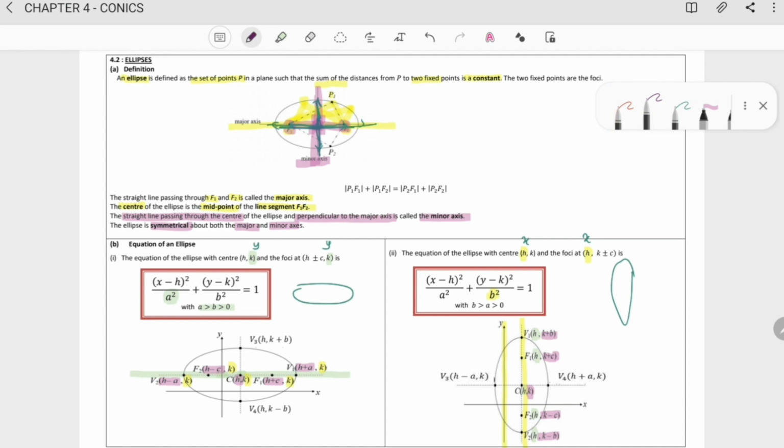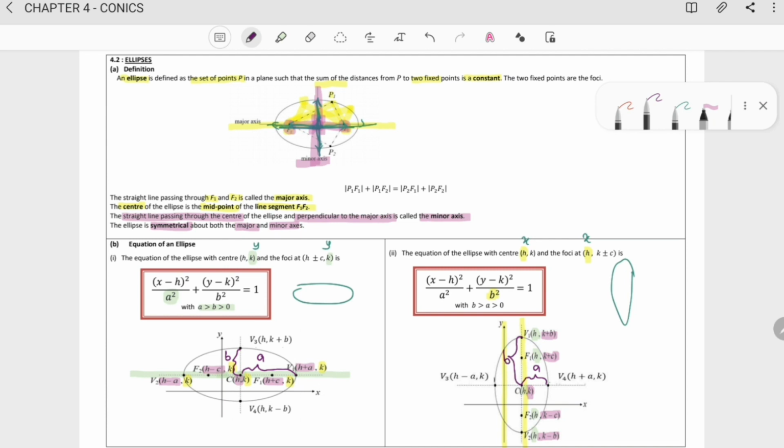Then we learn about the value of A and the value of B. From the center to the vertex in X is A. That's why it's H plus A and H minus A. And B is the value from the center to this vertex, measured in Y, up and down. The same goes here: from here to here is A, and from here to here is B.